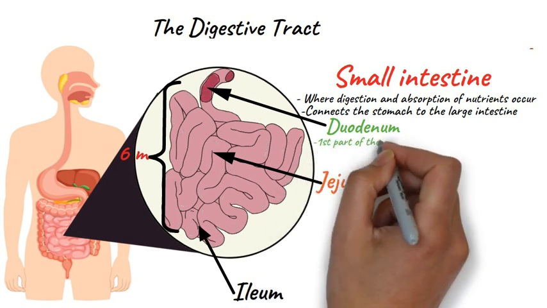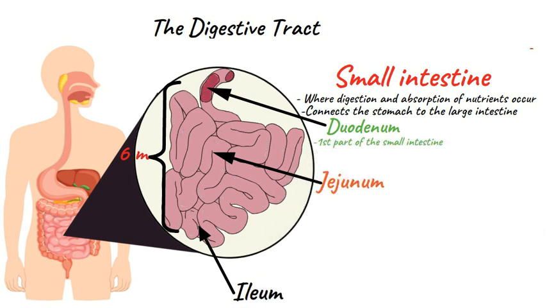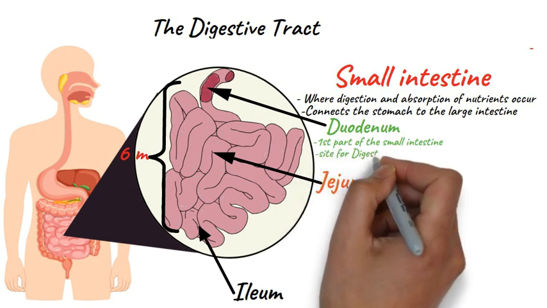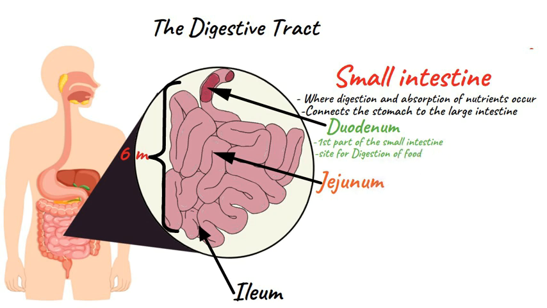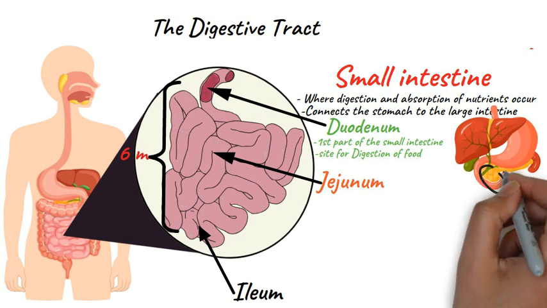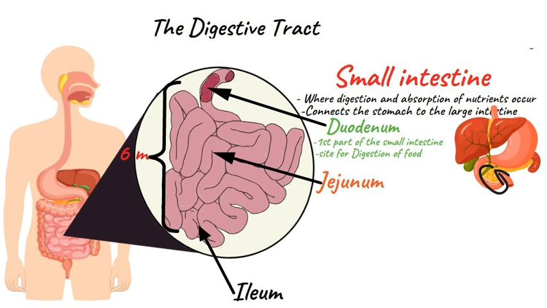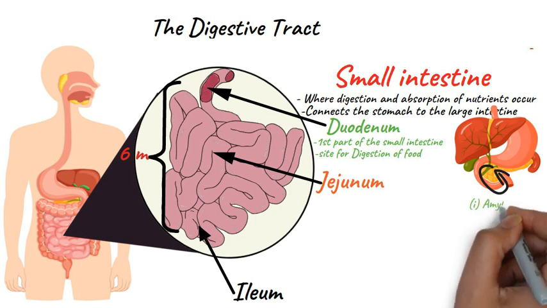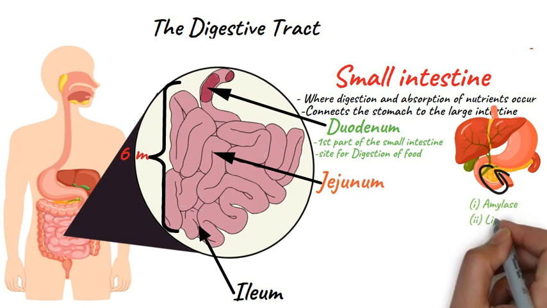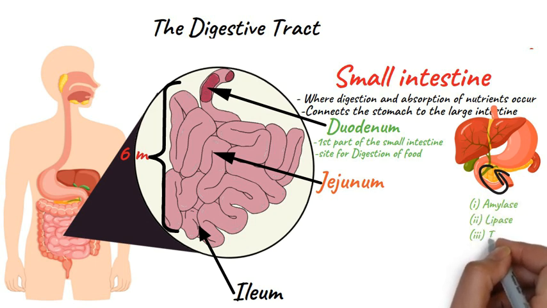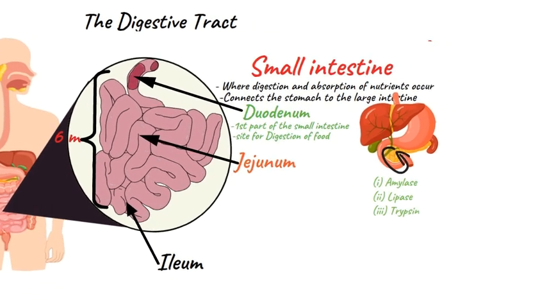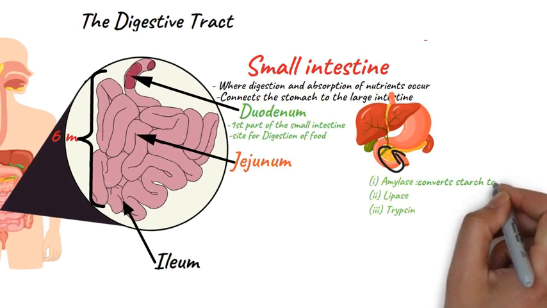The duodenum is the first part of the small intestine and it is directly after the stomach. This is where digestion of food also takes place. The duodenum contains pancreas, which secretes pancreatic juices that contains three enzymes. These enzymes are amylase, lipase, and trypsin. Amylase converts starch to maltose.